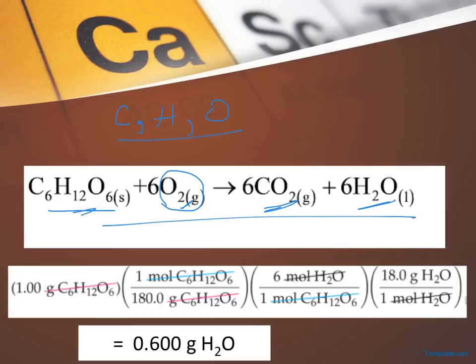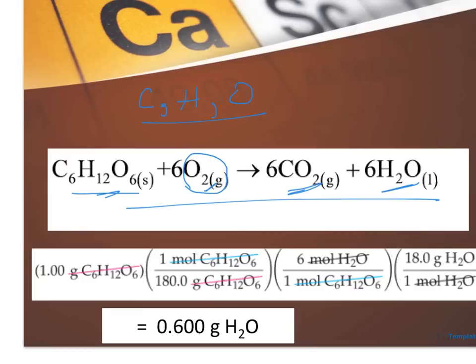Now, the given information: we started with 1 gram of glucose. And if you remember, of course, our little stoichiometry chart said go from grams of the first substance to moles of the first substance. And then from moles of the first substance to moles of the second substance. And finally, in a third step, from moles of the second substance to grams of the second substance. So that is 3 calculations.